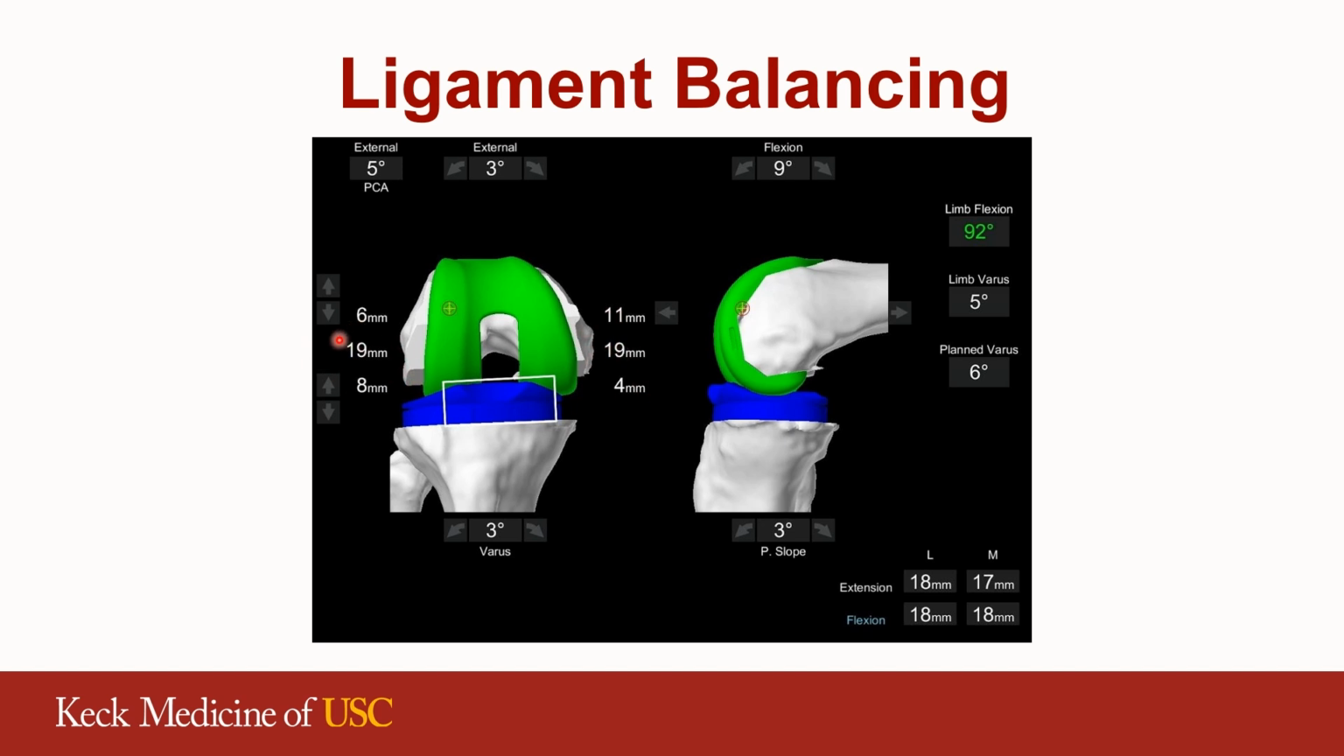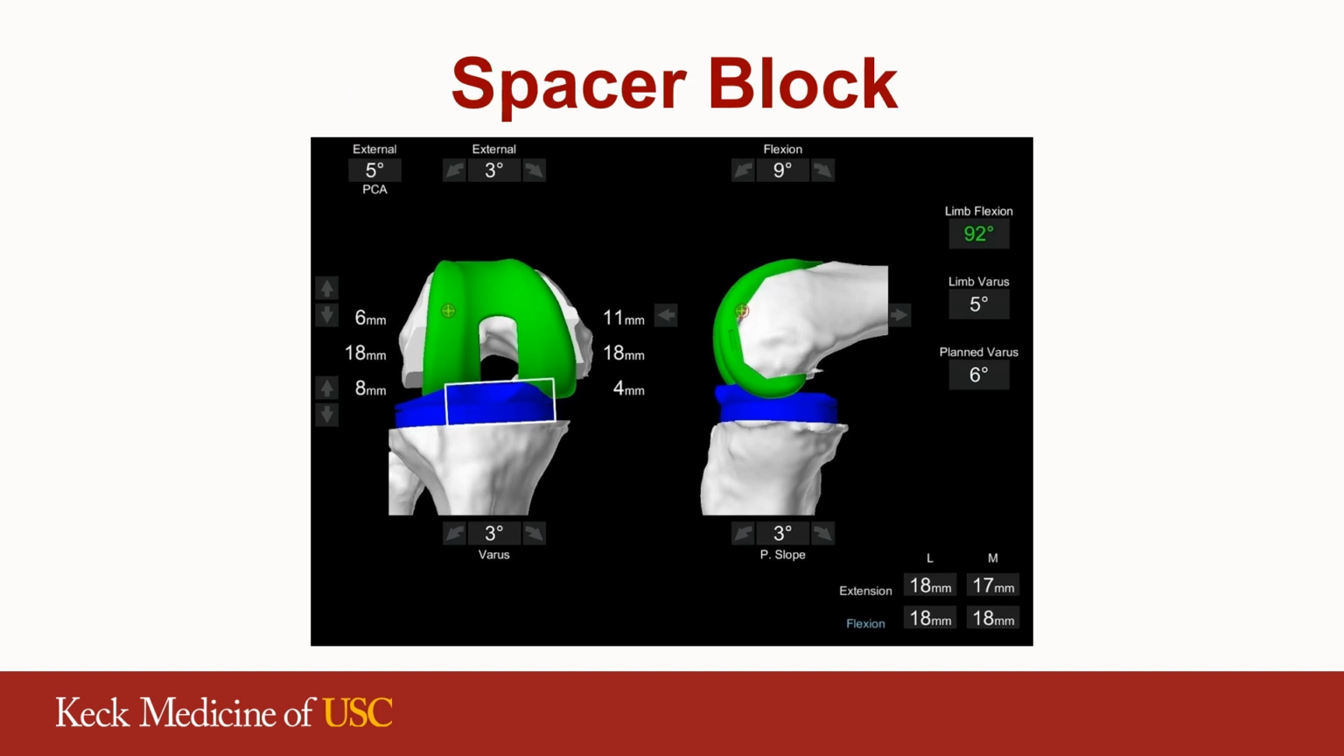So this is with the ligaments in tension. We have 19 degrees on both the medial and the lateral sides when the knee is flexed. Switch from a tensioner and then put a spacer block in to see how the knee is balanced at rest. This would then reproduce what the implant would feel like, and we have 18 millimeters on both sides, which is our actual plan. And so we've restored the rectangular flexion gap at 18 millimeters.